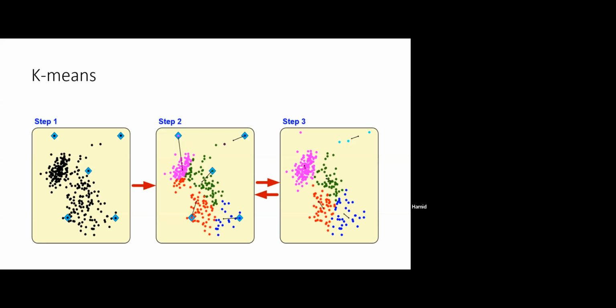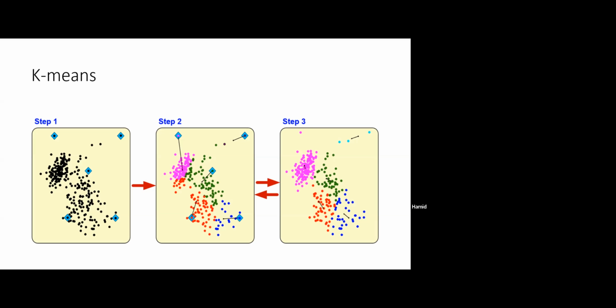So in the first step, you identify the number of clusters. In the first example, we had three, here we have five. And these are these blue dots. Again, these are search methods. These centroids are just selected randomly.